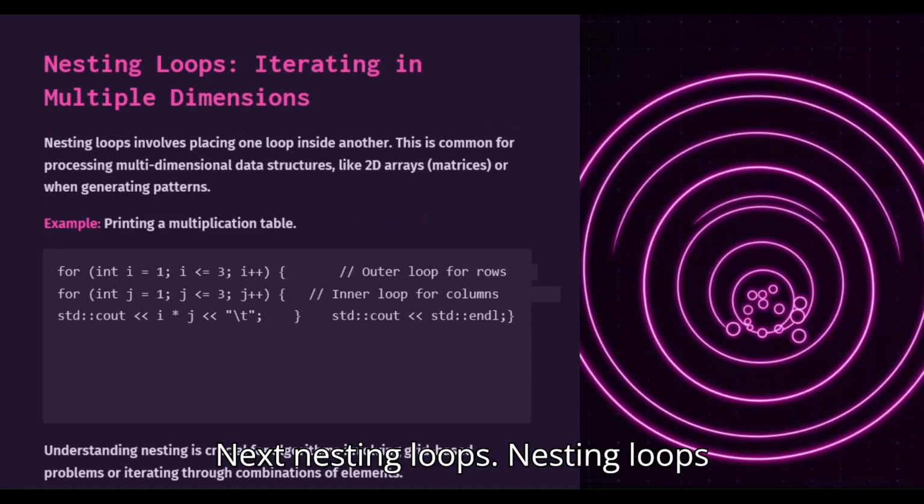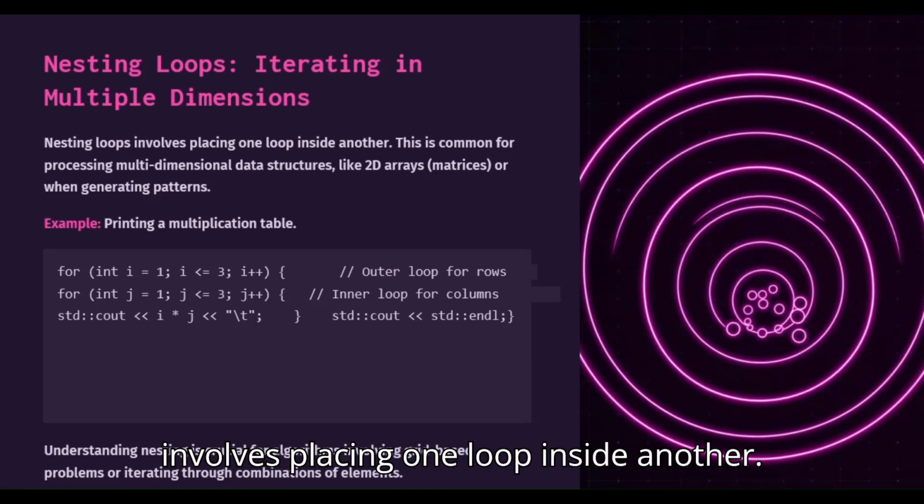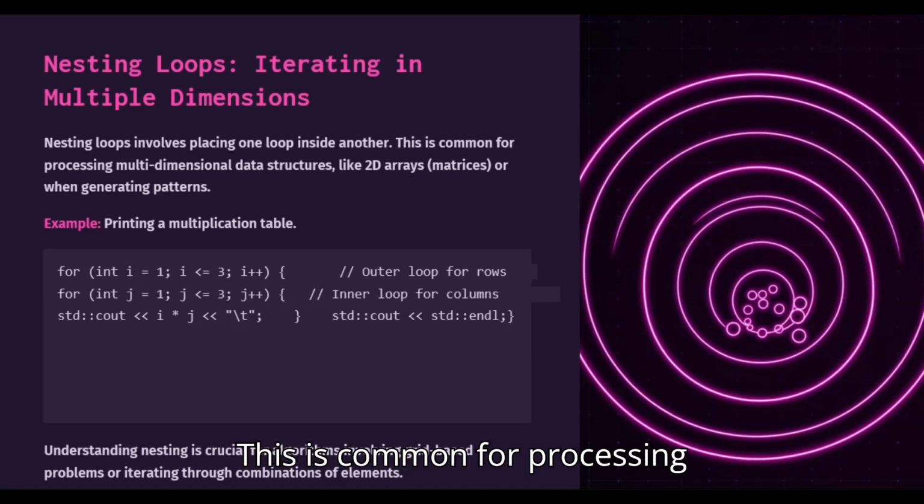Next, nesting loops. Nesting loops involves placing one loop inside another. This is common for processing multi-dimensional data structures. Example: we are printing a multiplication table, where i is the row and j is the column, which will print the multiplication table.